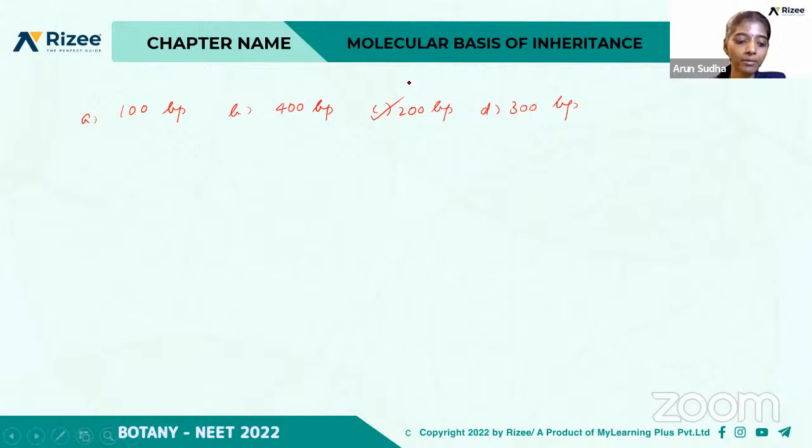Then, which of the following are the functions of RNA? What is the function of RNA? Option A, it is a carrier of genetic information from DNA to ribosomes, synthesizing polypeptides. Option B, it carries amino acids to ribosomes. Option C, it is a constituent component of ribosomes. Option D, all of these.